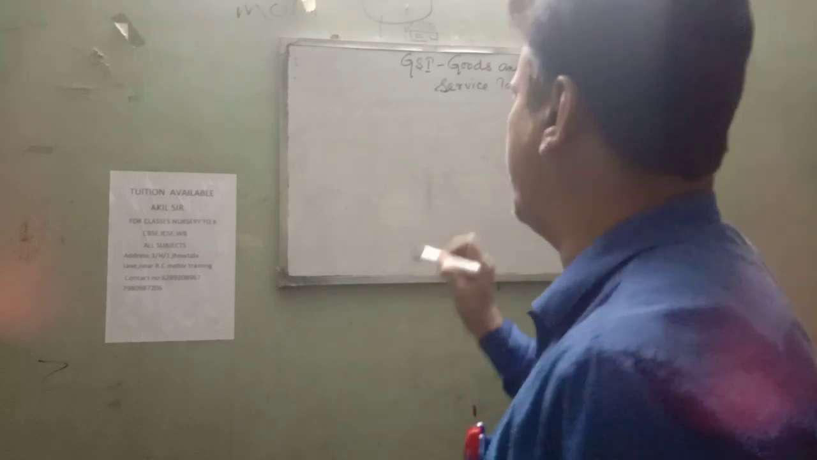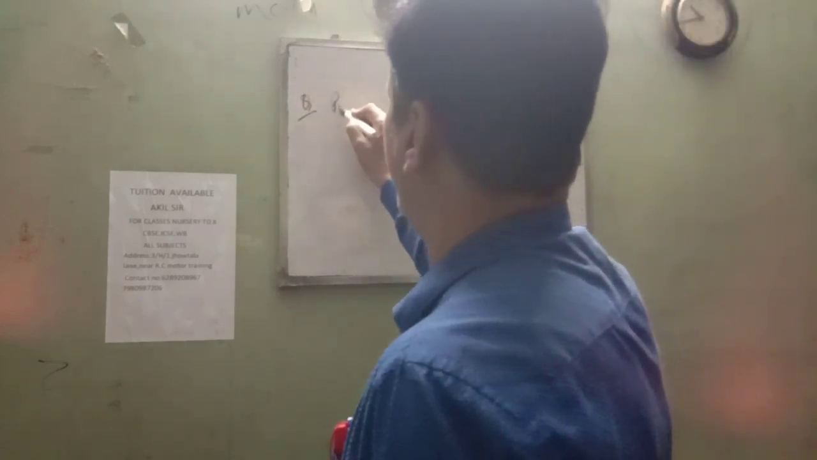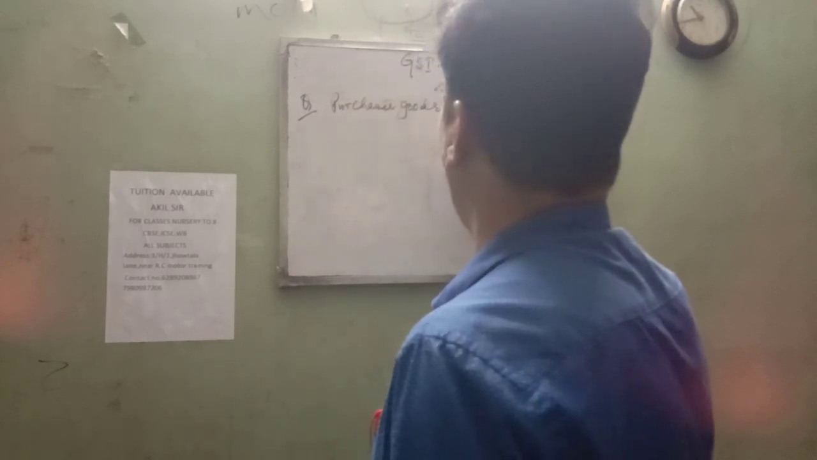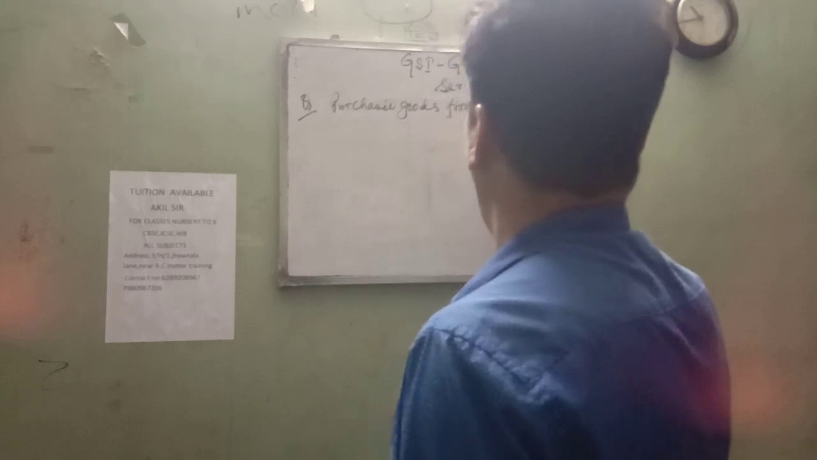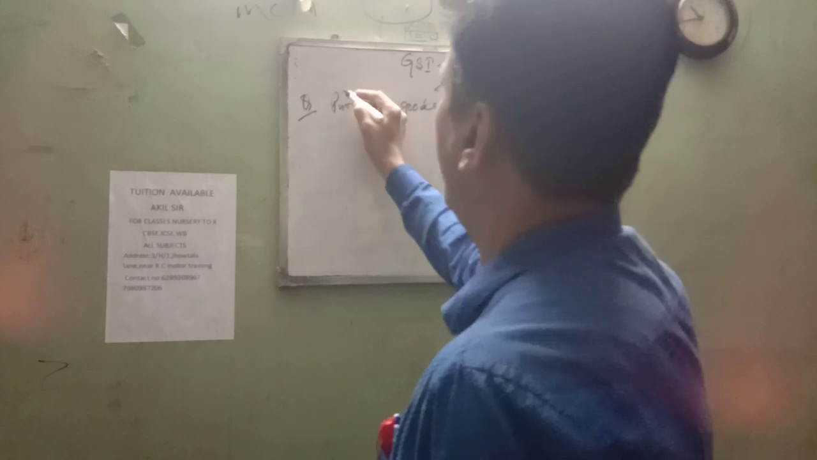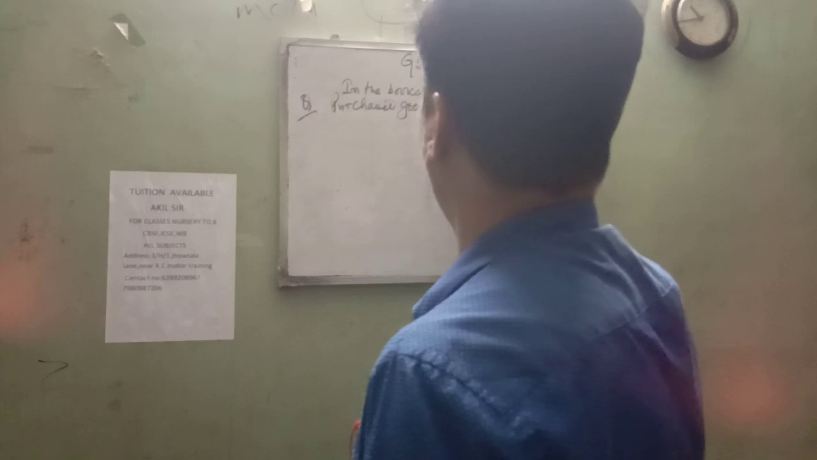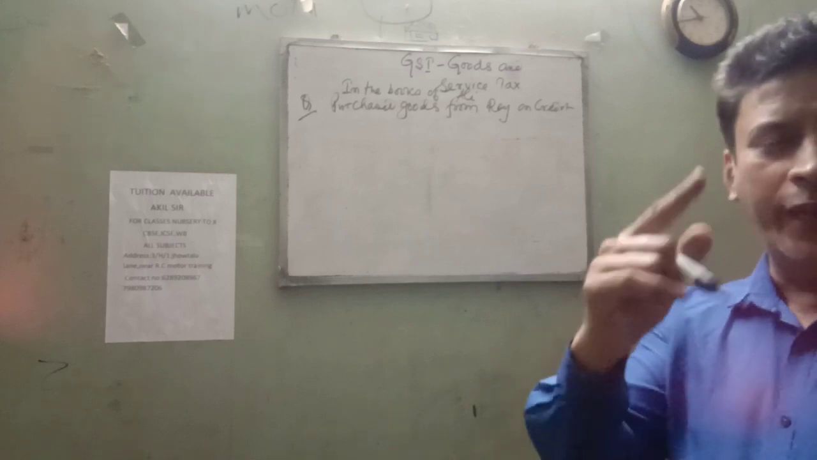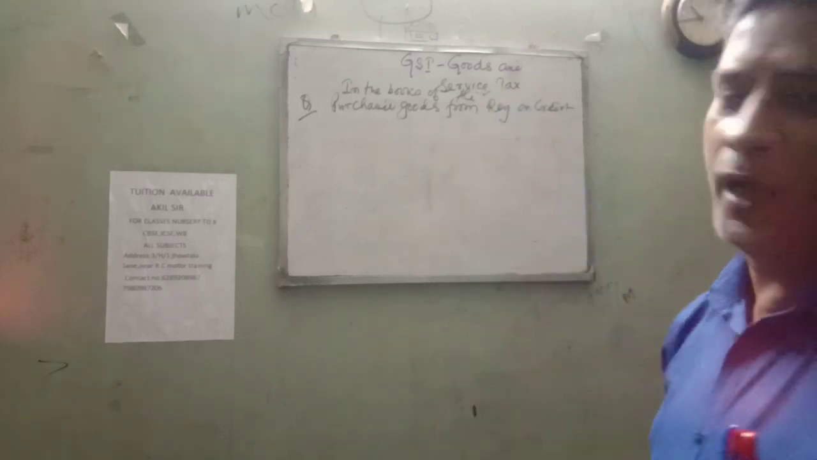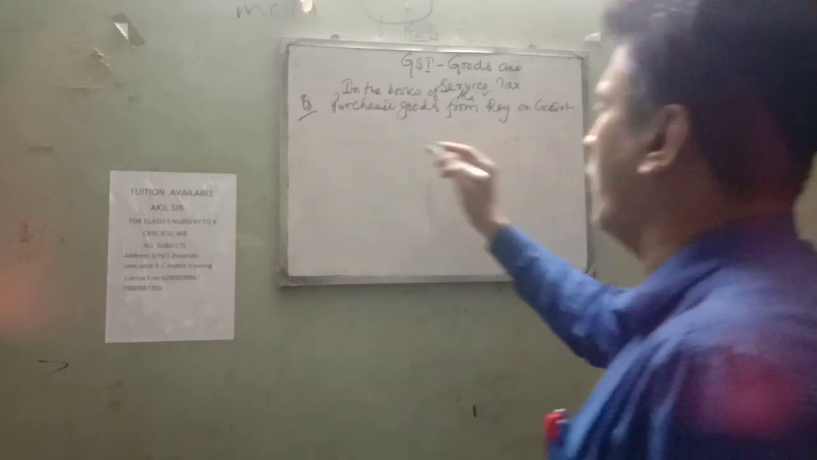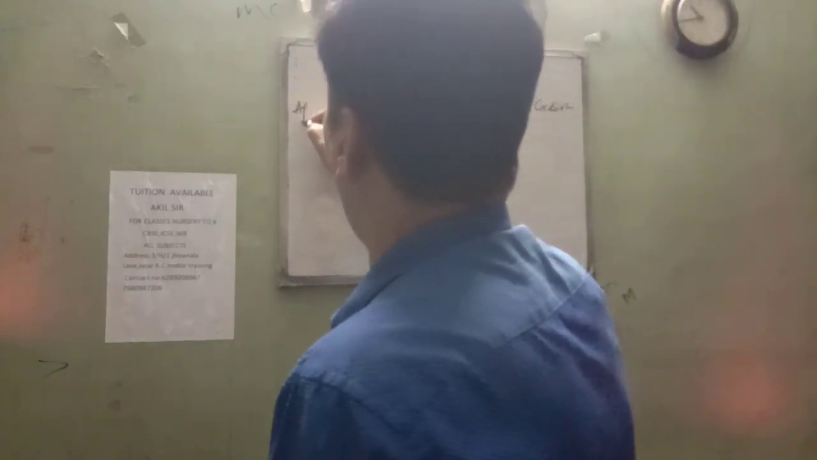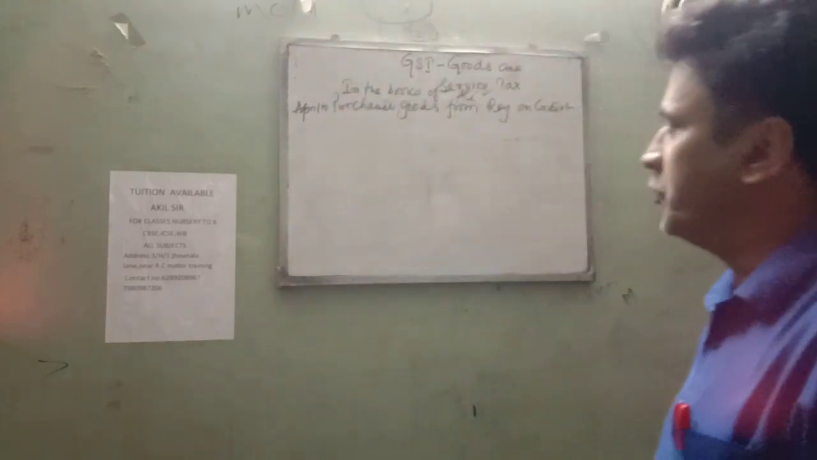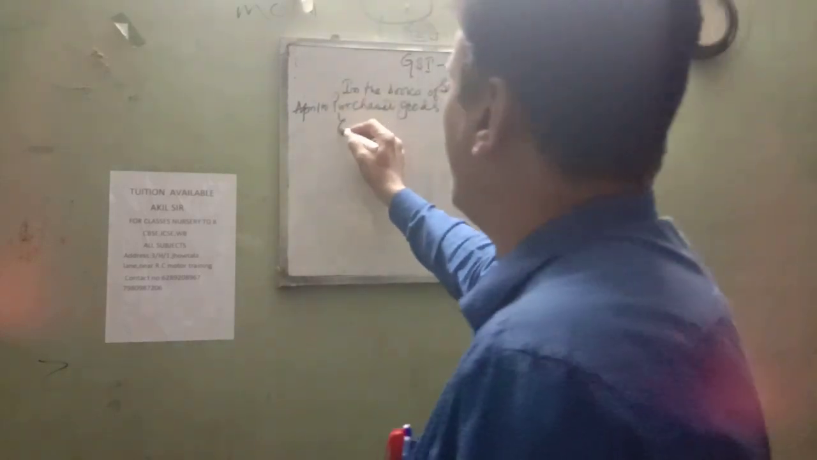Suppose it is given that purchase goods from Roy on credit. Suppose we are passing entries in the books of Ali. It's an example sum. I am explaining with the help of an example. Suppose, in the books of Ali, a businessman, he has purchased goods from Roy on credit on, suppose, April 10, amounting to rupees 30,000.